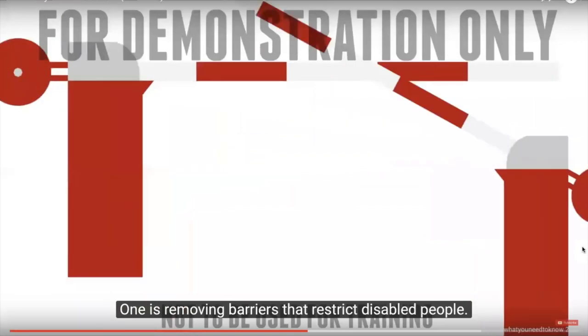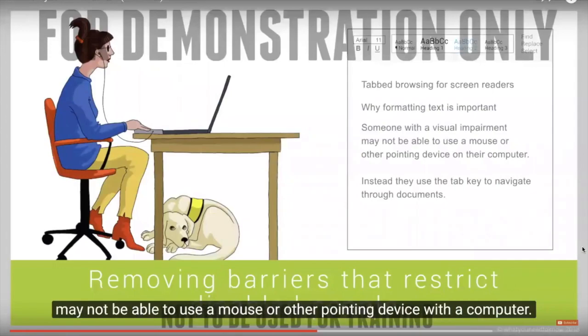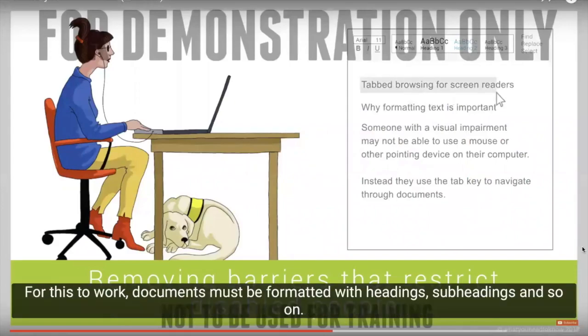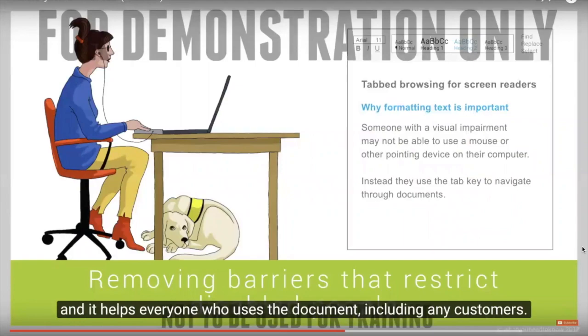One is removing barriers that restrict disabled people. For example, someone with a visual impairment may not be able to use a mouse or other pointing device with a computer. Instead, they use the tab key to navigate and a screen reader to read out the text. For this to work, documents must be formatted with headings, subheadings, and so on. Formatting documents in this way is actually good practice, and it helps everyone who uses the document, including any customers.